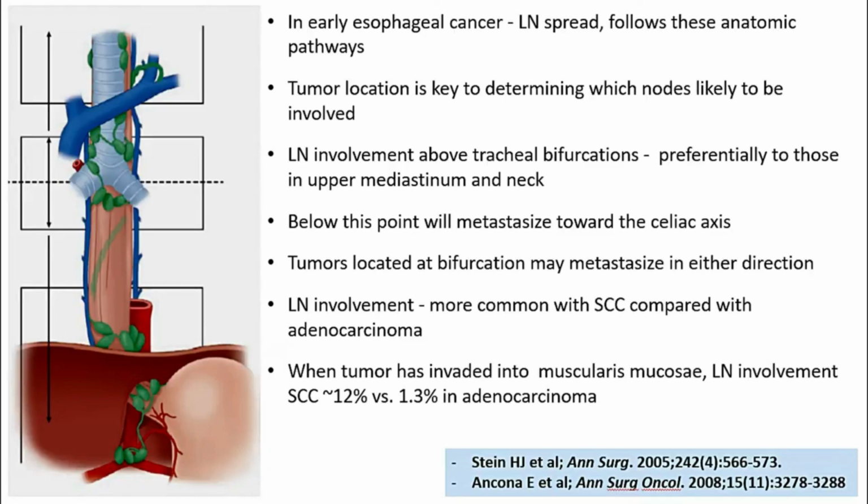Lymph node involvement is more common with squamous cell carcinoma compared with adenocarcinoma. When the tumor invades into the muscularis mucosa, lymph node involvement in squamous cell carcinoma is approximately 10%, versus 1.3% in adenocarcinoma. So there is early spread to lymph nodes in squamous cell carcinoma compared to adenocarcinoma.